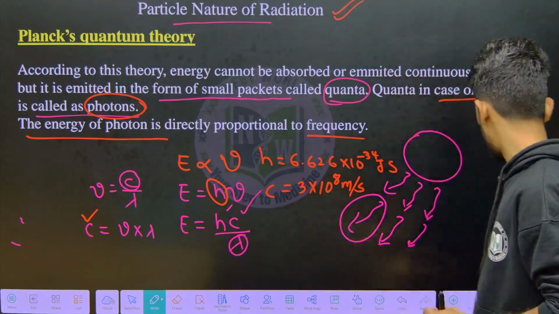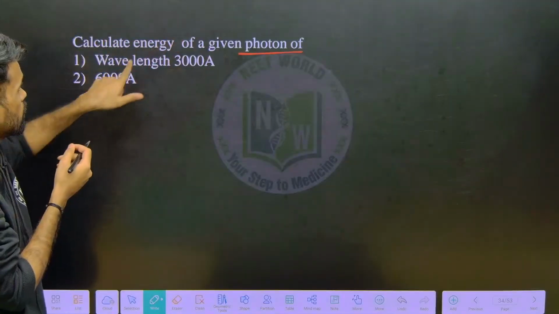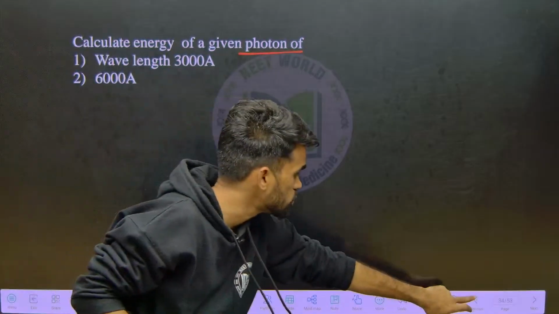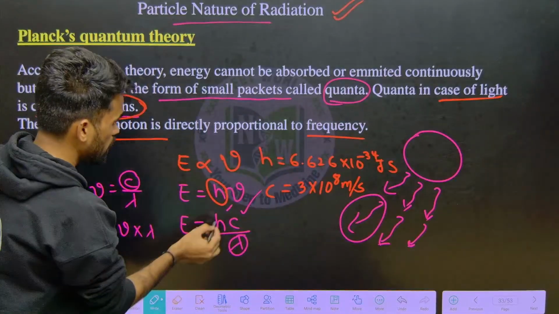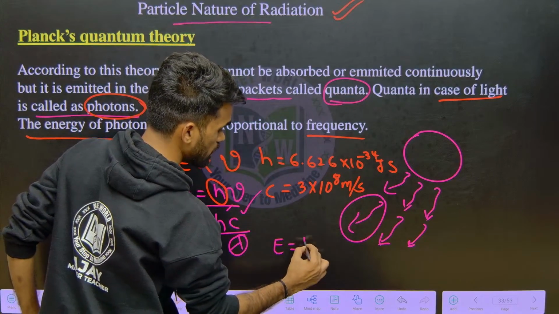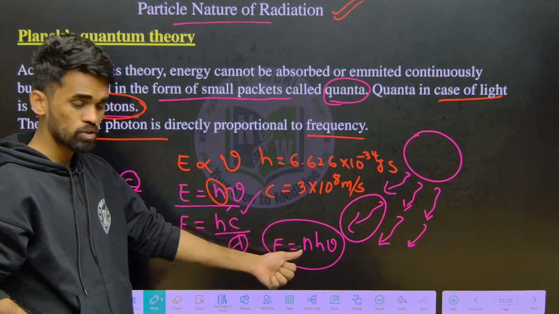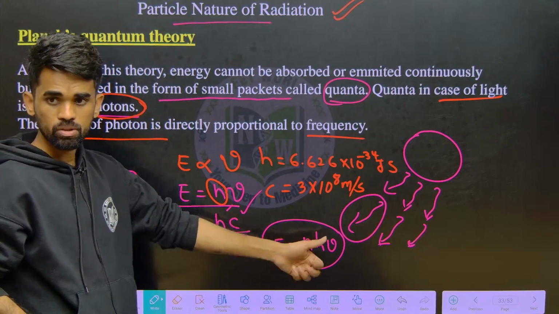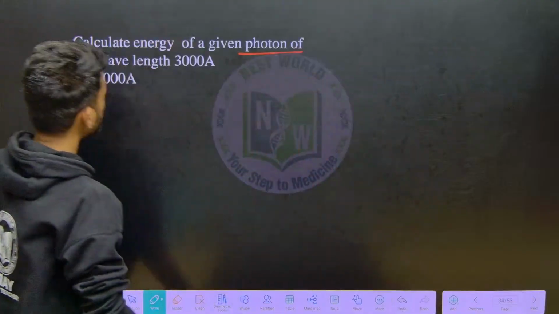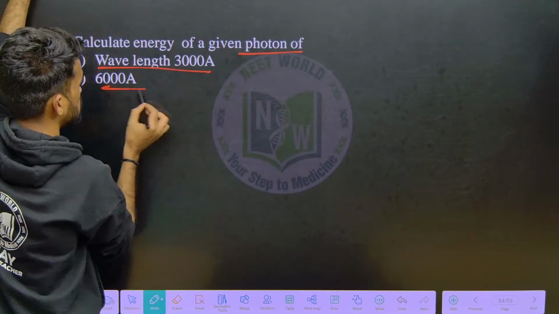Okay, let us do one or two questions. Here I have a question. Calculate the energy of a photon having wavelength this much. You have seen these formulas now. This is for 1 photon. If there are n photons, I should take it as n h nu. If there are n photons, energy means n into h nu. Now do it, calculate the energy of a given photon of these two wavelengths.